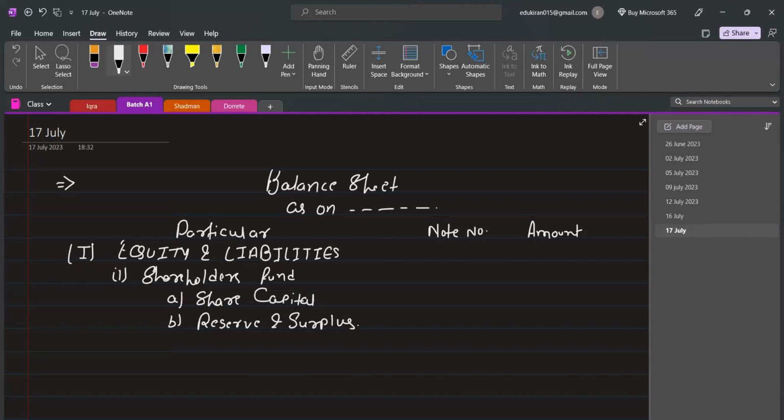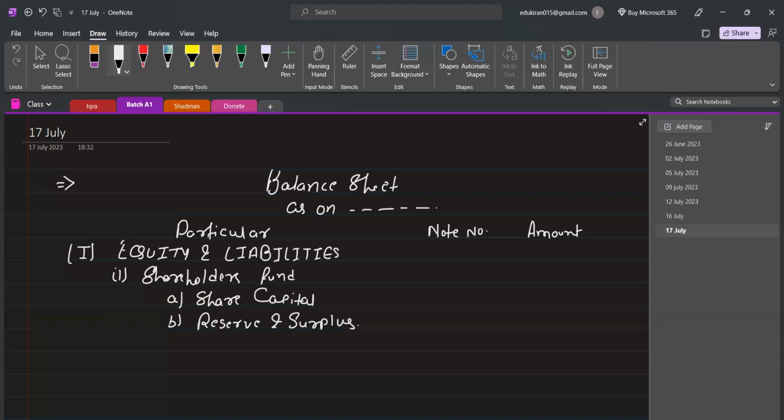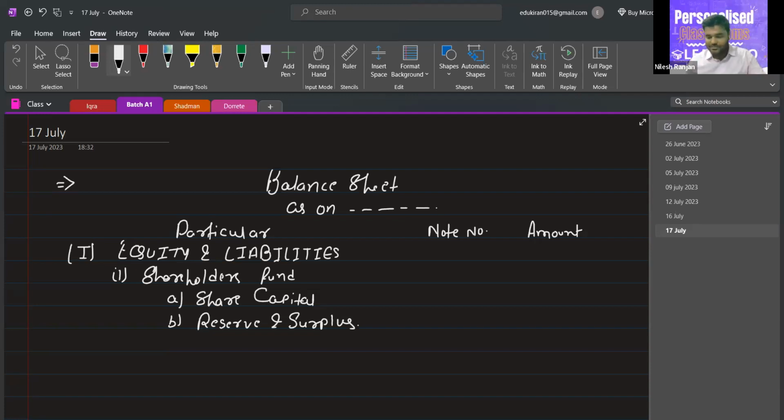Yes, sir. Okay. And can you tell me what is the difference between reserve and provisions? What is provisions? So provision is anticipating a future loss or expense and keeping aside a provision for that particular thing. Then how is it different from reserve?